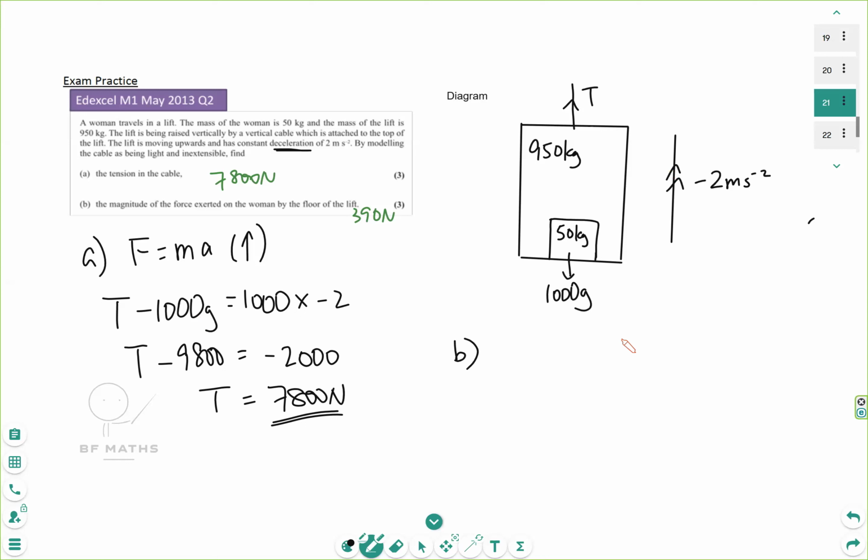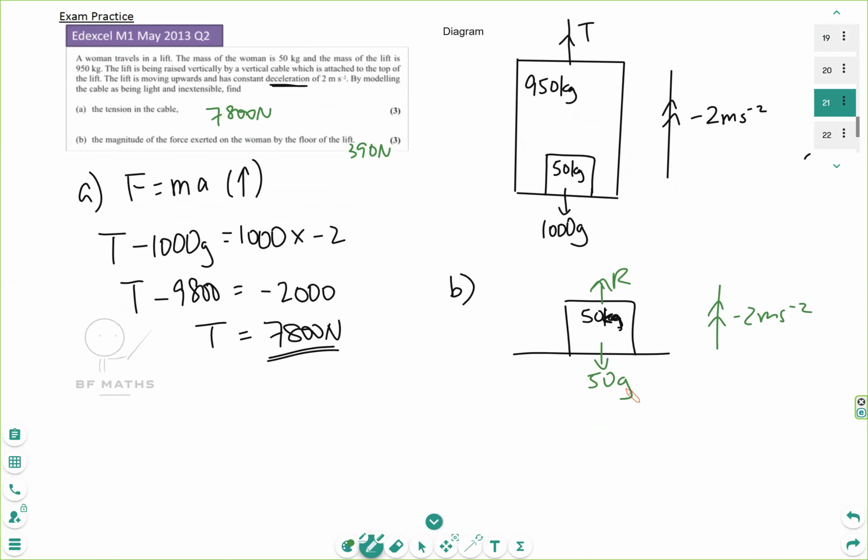So what is happening? Well, we just want to look at the woman. Look at the woman mathematically. Don't think something is wrong. So what do we have here? For the woman, we're exerting 50 g. But by the lift floor, we have a reaction here. And what's more, the lift is accelerating upwards at minus 2 meters per second squared. So we just single out the woman. Too many things going on in here.